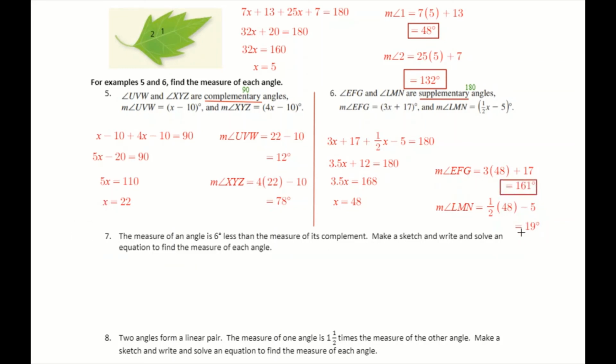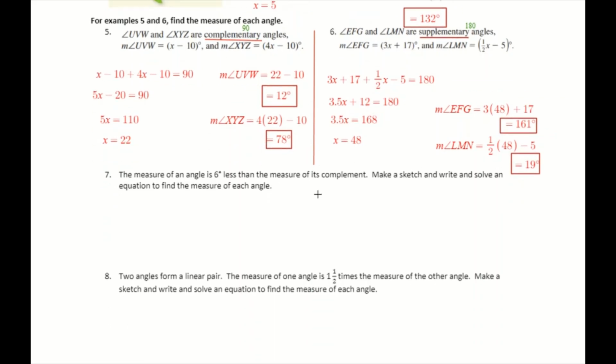So here's EFG, here's LMN, and you can see the structure of how we solved this was pretty much the same as what we did over here. Okay, so the overall strategy, I know I've said this over and over again: we set up an equation, solve for x, and plug that into each angle's expression.